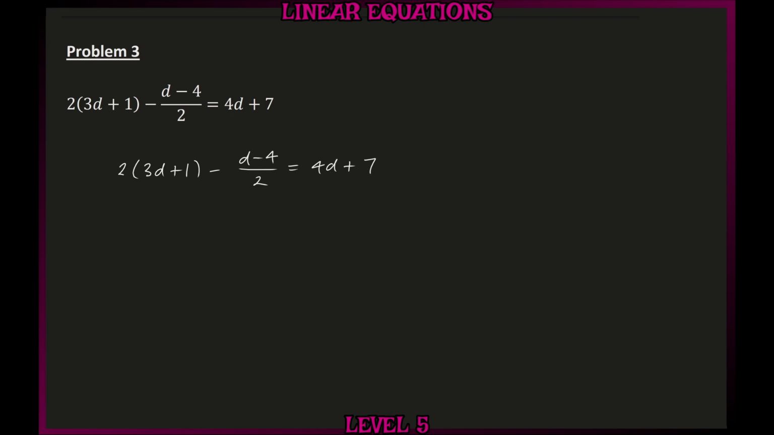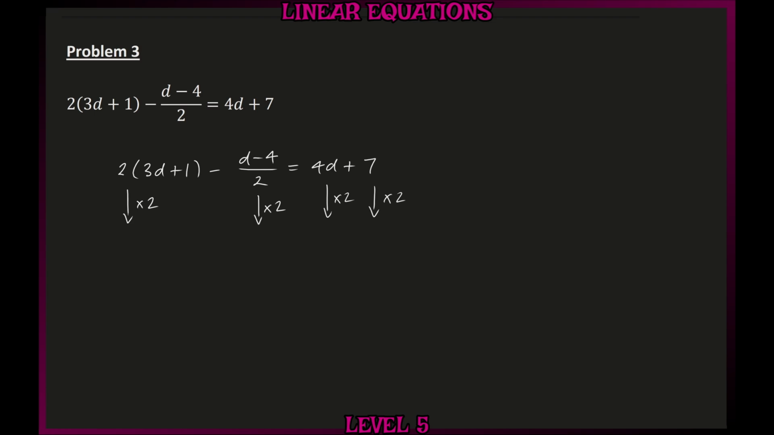And the reason I'm doing this is to get rid of this fraction straight away. So if I times this by 2, I need to also make sure that I times the first term by 2, and also the 4d and the plus 7 on the right hand side of the equation.